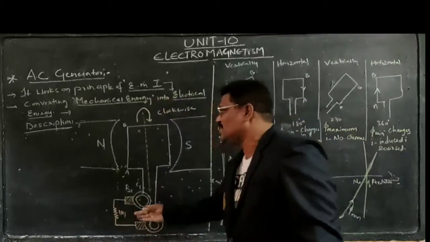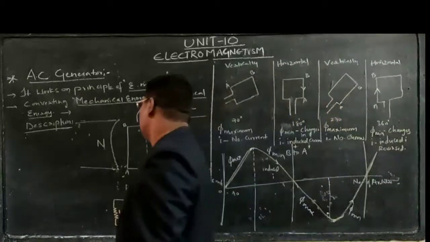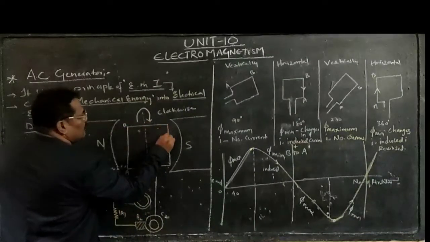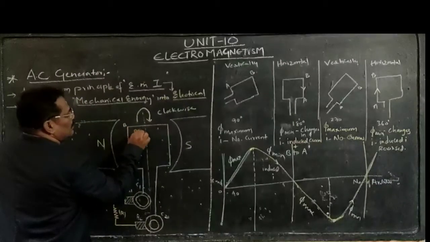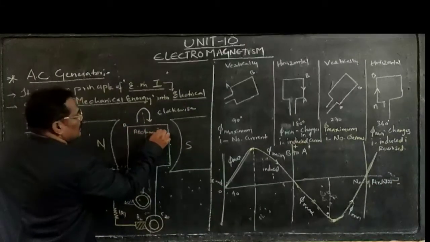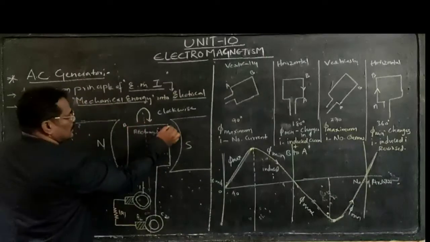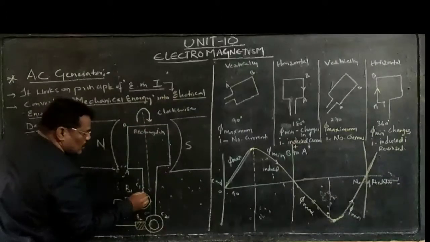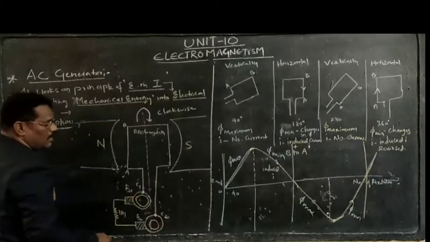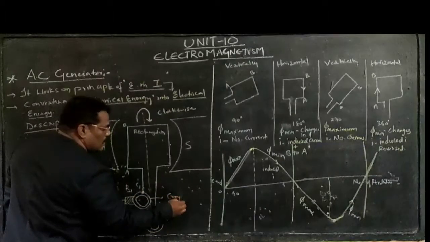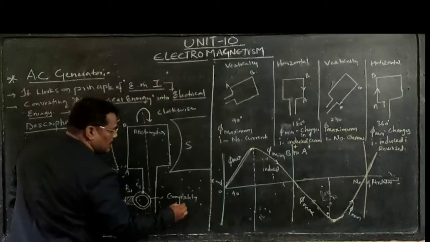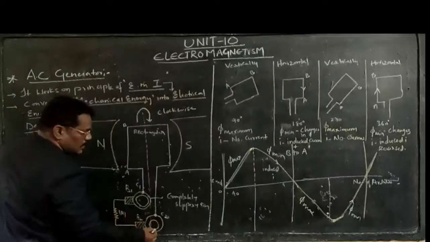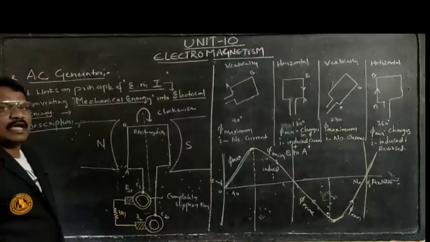Description. How can we describe this particular AC generator? Now I have taken a coil AB. What type of coil is it? A rectangular coil A, B, C, D I have taken, such that the two ends of that rectangular coil are connected to slip rings. C1 ring as well as C2 ring I have connected.